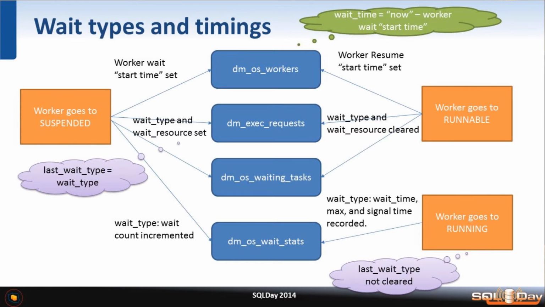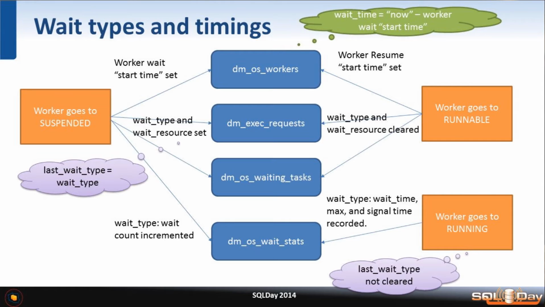When you start to go in the running state, that's when we're going to record your overall wait time, your maximum wait time, if it's different than the current max, and your signal wait time in OMS wait stats. The difference between going into this runnable state and going into this running state is called signal wait time. So if there's a problem on your system with maybe a yielding issue or a scheduling issue, this signal wait time could actually appear to be fairly high.